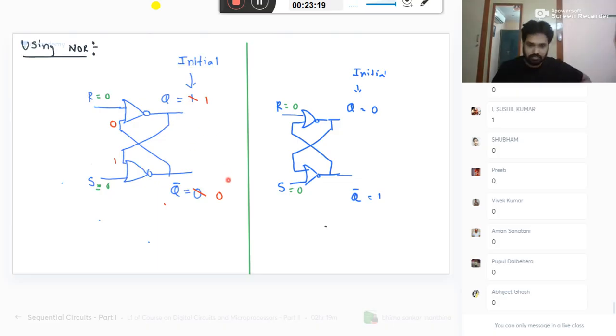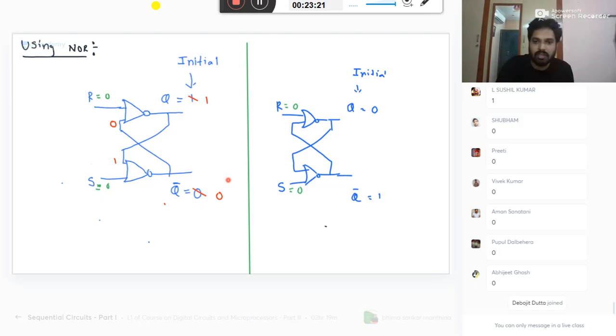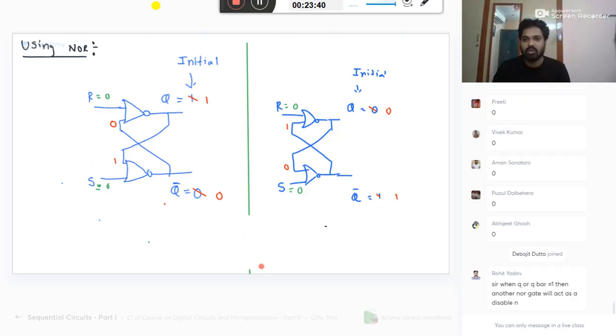Now come here. If it is already 0, 1, what happens? Same way, take this one here. 1 inversion is 0, 0 comes here, 0 inversion is 1. Now you can start commenting if you have any doubts. Now listen here. In both the cases, what is the observation? Tell me.